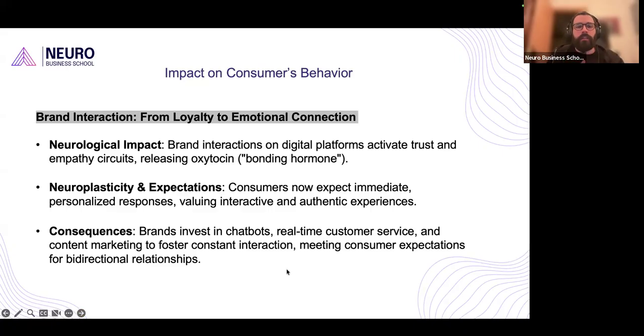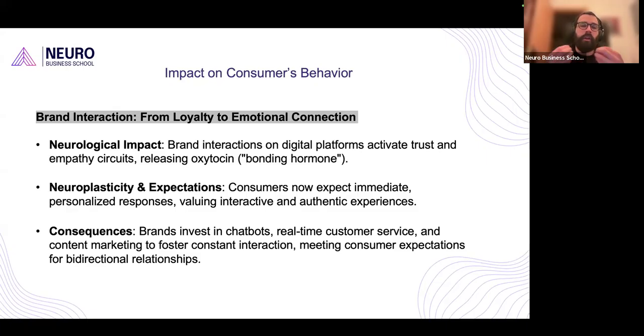Brand interaction. Well, we can talk about the loyalty, emotional connection. So in this case, let's talk about the neurological impact of brand interaction. Brand interactions on digital platforms activate trust and empathy circuits, releasing oxytocin. In this case, it's another thing. It's not dopamine. In this case, it's oxytocin.